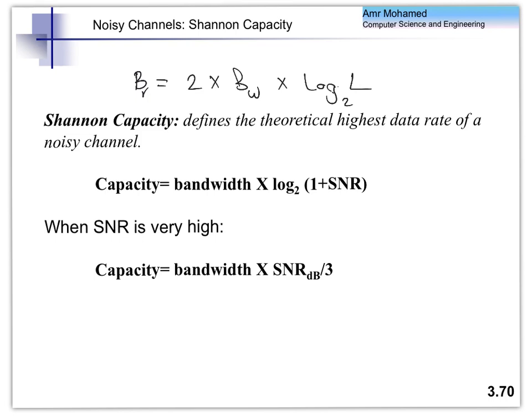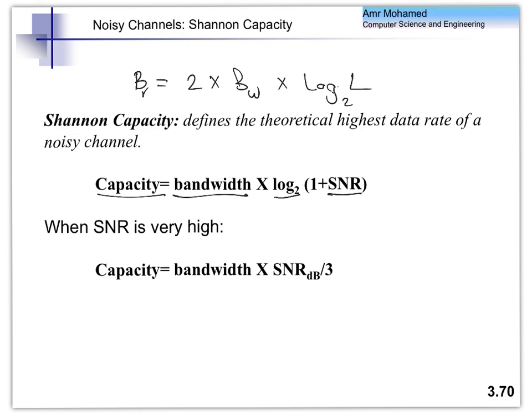So that's Nyquist. For the case of noisy channel, Shannon has provided a similar equation that accounts for the noise through what we have discussed before as the signal to noise ratio. So he said that the capacity, or the maximum capacity that can be achieved on this channel in bits per second, is actually the bandwidth times log 2 of 1 plus SNR, the signal to noise ratio.